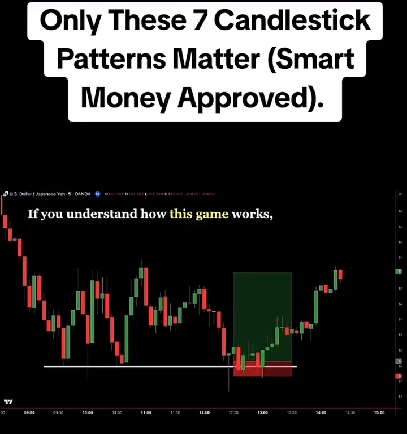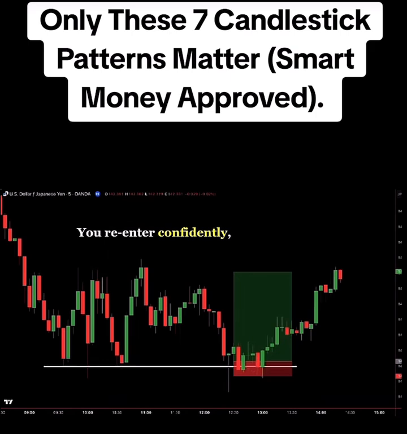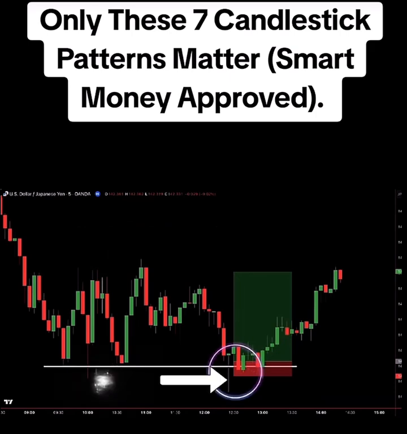If you understand how this game works, you don't panic when your stop gets hit. You re-enter confidently because you recognize what just happened. The pin bar wasn't rejecting your idea, it was clearing out the weak players before the real move began.